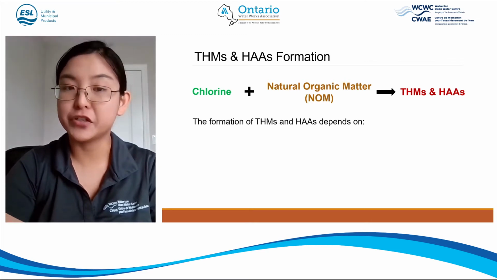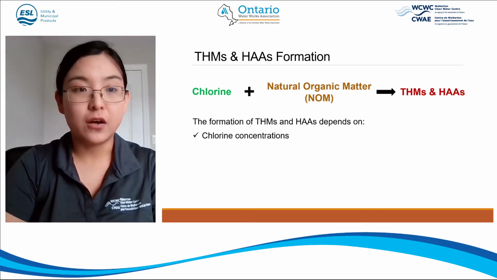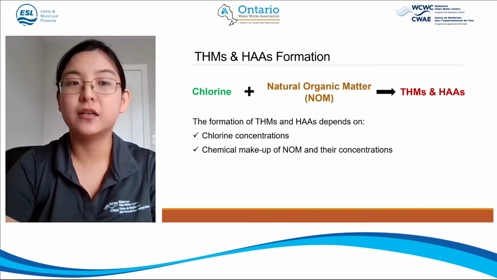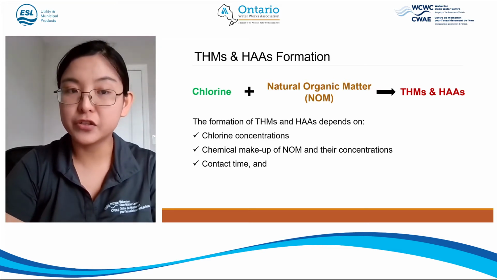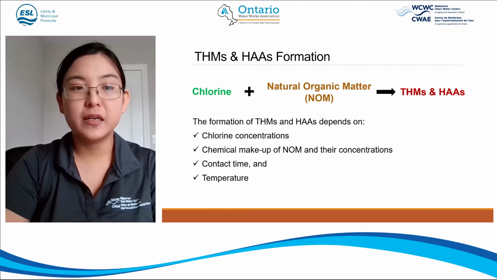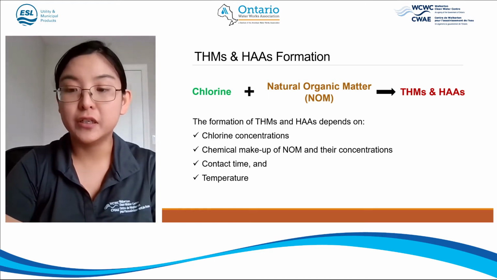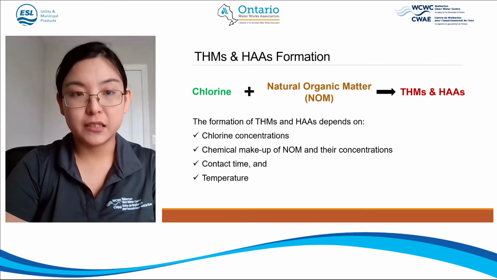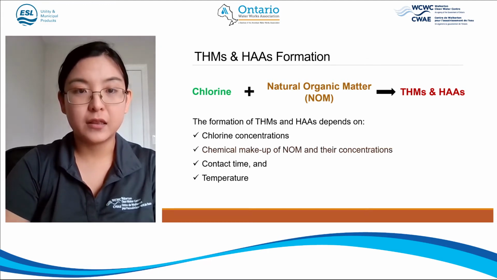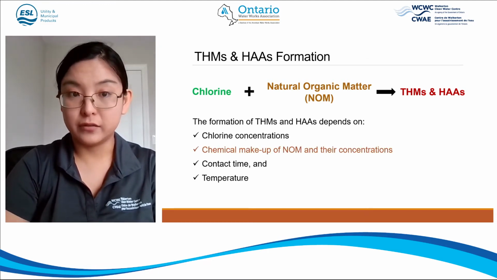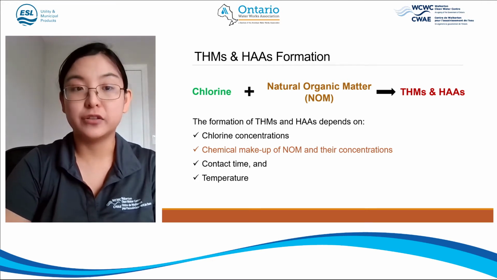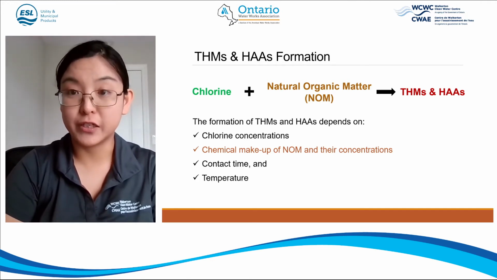The formation of THMs and HAAs depends on chlorine concentration, the chemical makeup of NOM and its concentration, the contact time between chlorine and NOM, and also the temperature. So if we look at that list, the easiest way to get lower THMs and HAAs is to remove NOM from our drinking water.